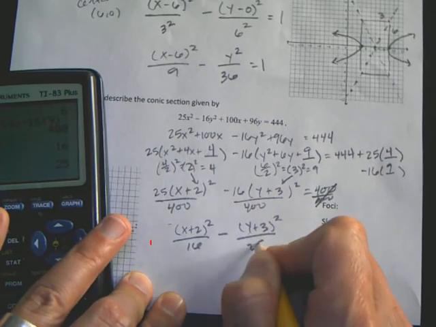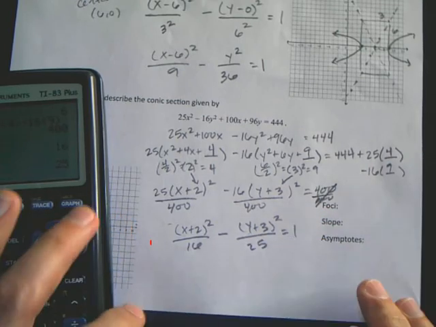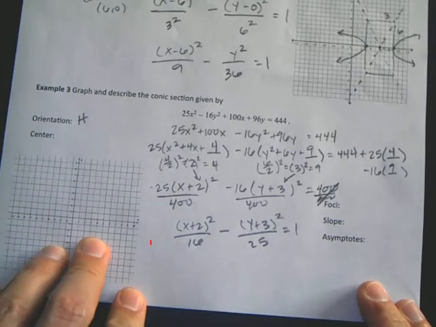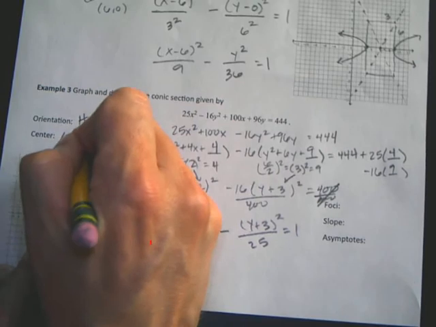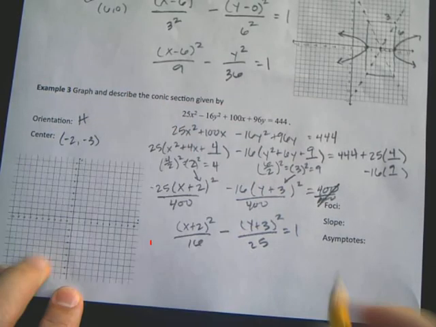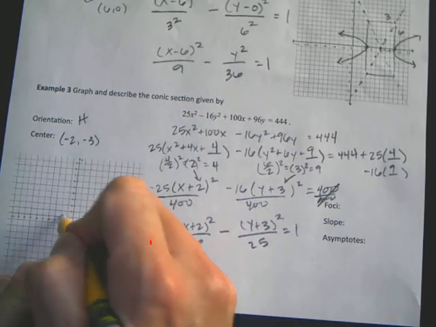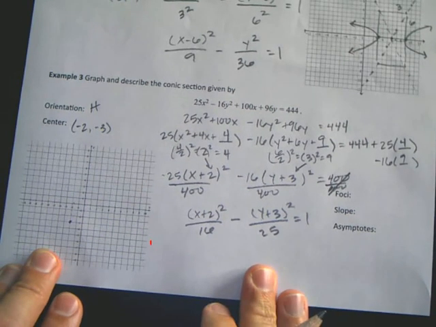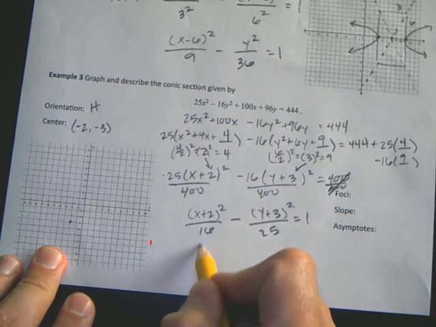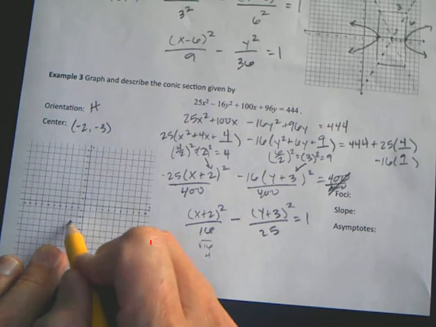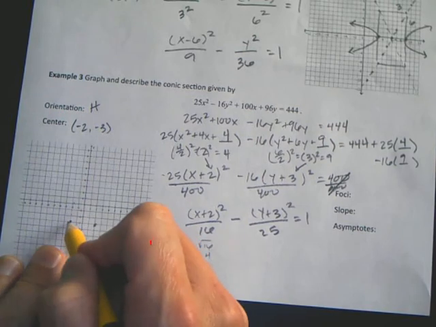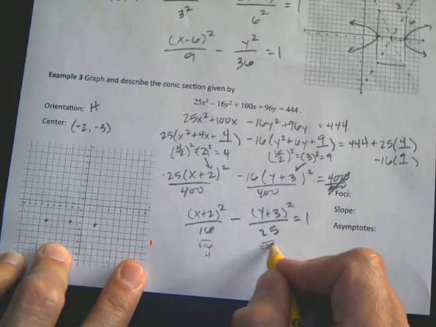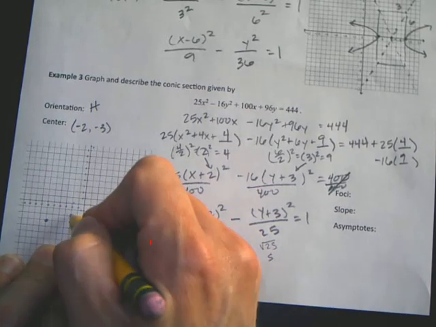Whew, okay. Our center is negative 2, negative 3 from that bad boy. Negative 2, negative 3. Okay. And then we're going to go left and right 4, because I take the square root of 16. 1, 2, 3, 4. We're going to go square root of 25 and go up and down 5. 1, 2, 3, 4, 5. And then we make our magic box.